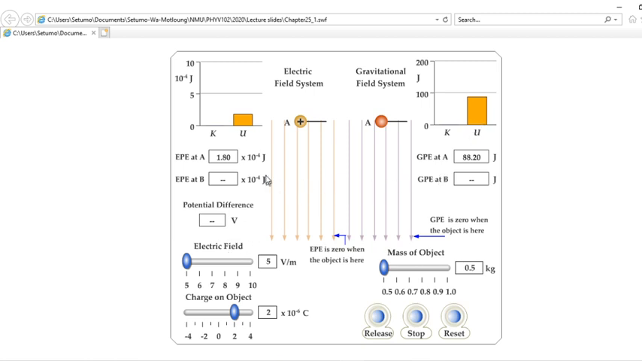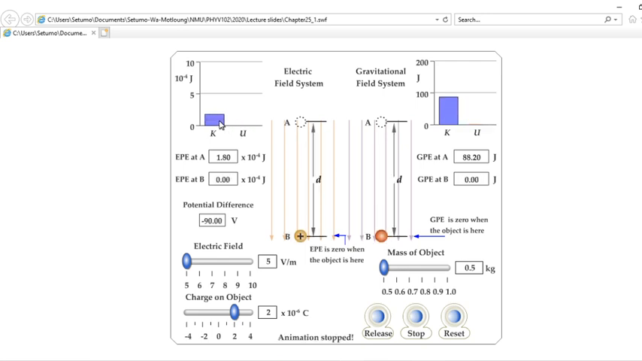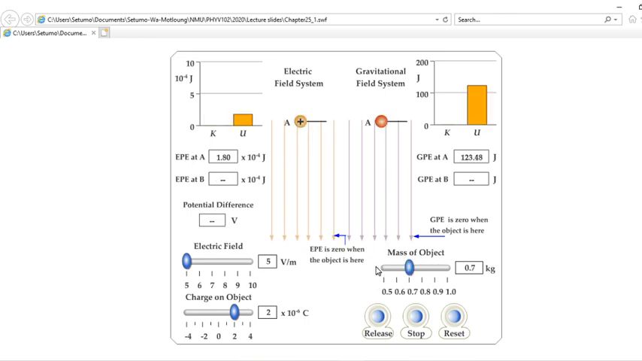What I want you to also see is that you've got the potential energy and the kinetic energy. The moment I release these objects, this is what is going to happen. Do you see, when the object is moving, the potential energy is lost and the kinetic energy is gained. The same amount of energy which is lost by the potential energy is the amount which is gained as kinetic energy. For the sake of clarity, I can change the mass of the object in the gravitational field system, and I can also change the electric field in this system. Now, if I release, this is what you are going to see.